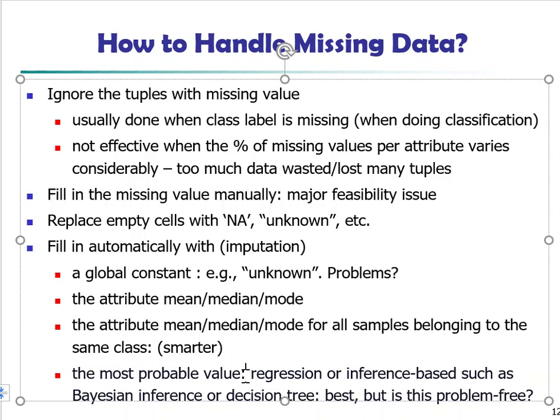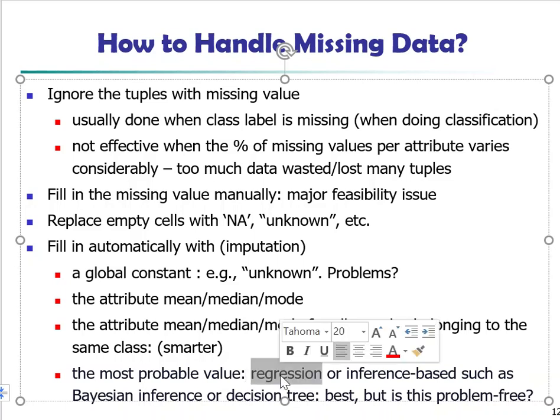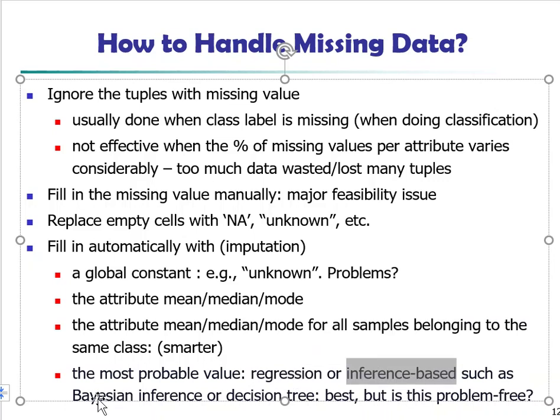You could also use machine learning or regression methods to predict the most probable value. Next, we're going to introduce linear regression. That's one way that you could use to fill in the most probable value. Later on, we're going to talk about a Bayesian network, using Bayesian inference, or using decision trees to predict what could be the most probable values for a missing value.